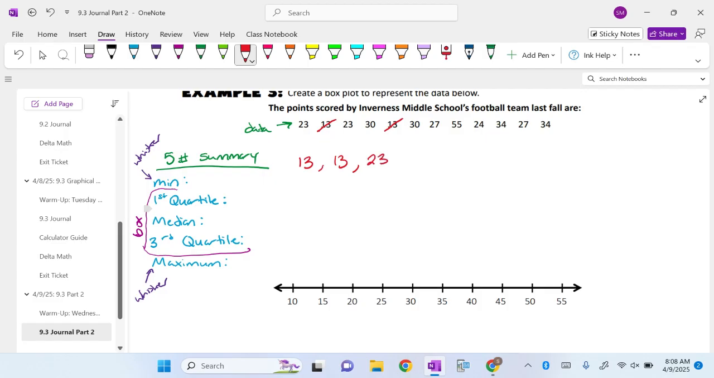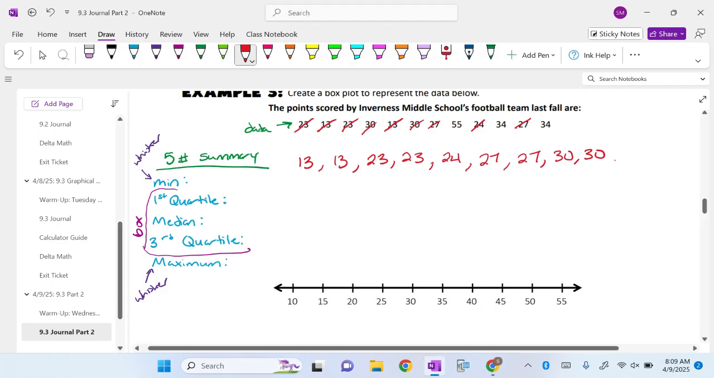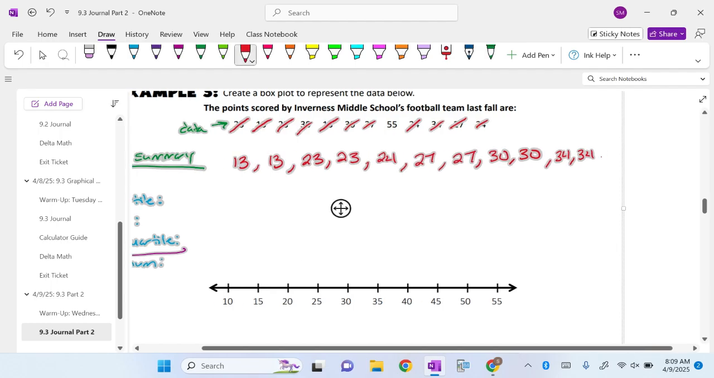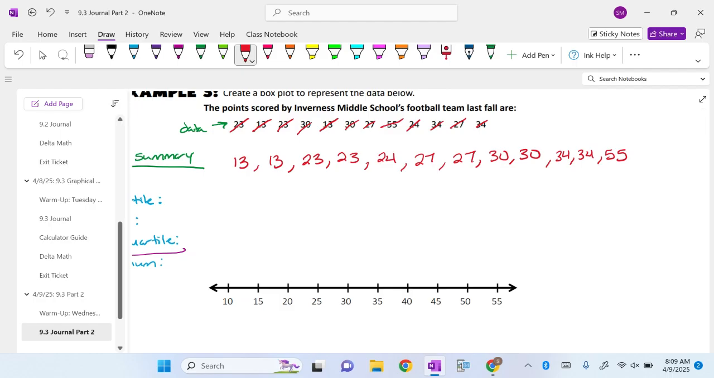23. And we have a couple of 23s, so I'm just going to keep stating them. What's my next number? Somewhat different. 24. Then 27. And we have a couple of 27s, so I'm going to state them. What's next? 30. We have two 30s. Then what? A couple of 34s. And then we have our last number, which is 55. So you always start by putting the numbers in order.